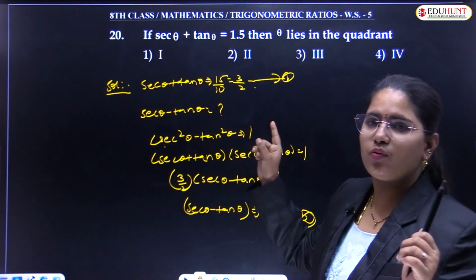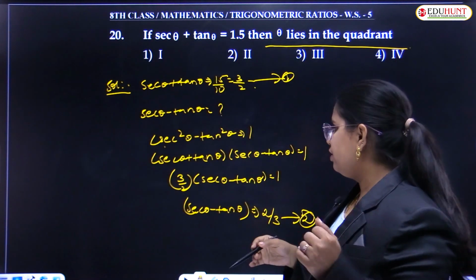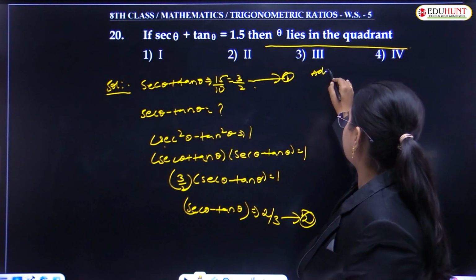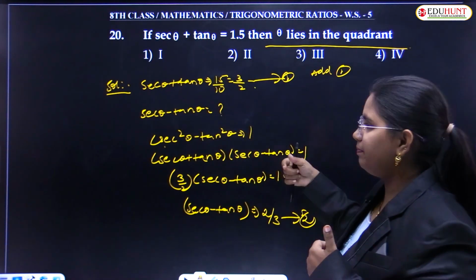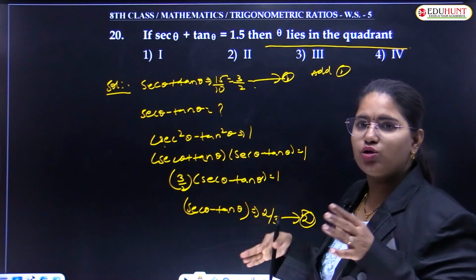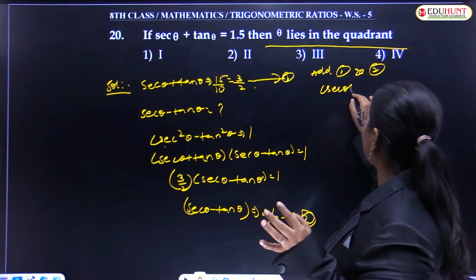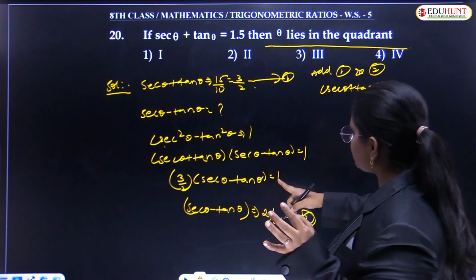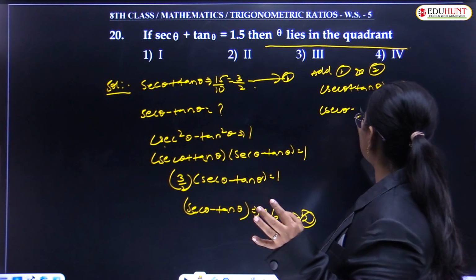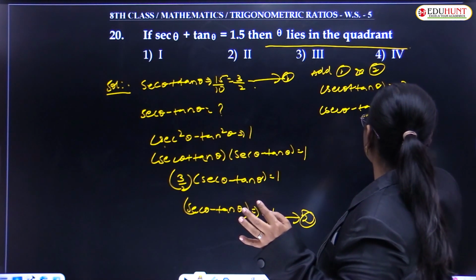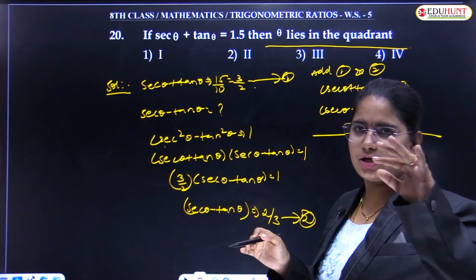So let's get back to the question and what they are actually asking. Theta lies in which particular quadrant? If they were asking these types of questions, how do we solve them? First, if I add equations 1 and 2, I am going to have secant theta plus tan theta equals 3 by 2, and secant theta minus tan theta equals 2 by 3. I am just adding here. See what I am doing: plus tan theta and minus tan theta cancel.